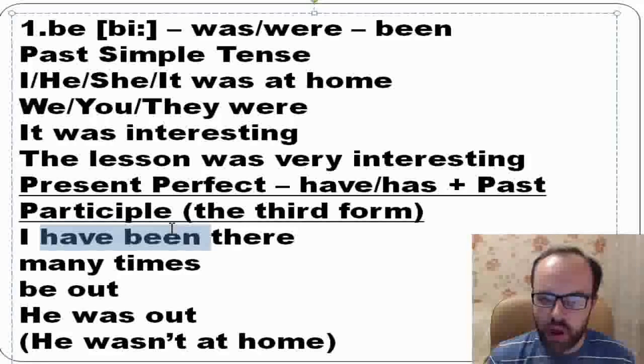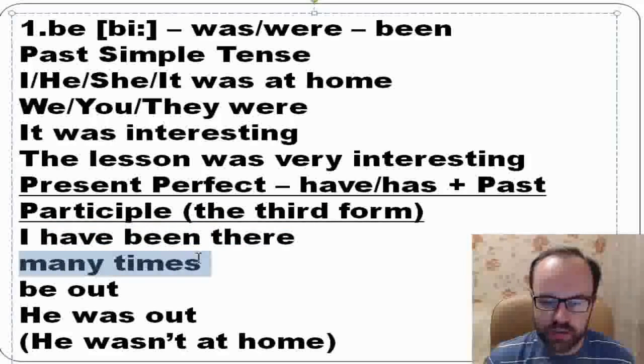Right, but why do we use present perfect? Because we see "many times", so if you use many times, you have to use present perfect. It's a rule.